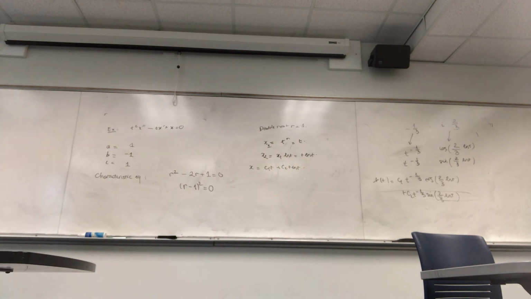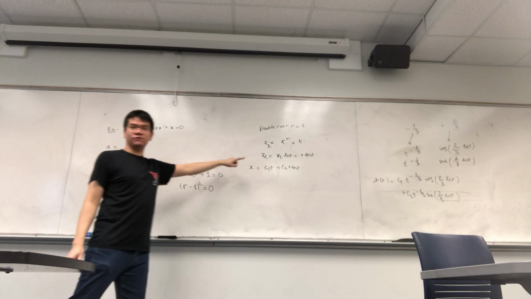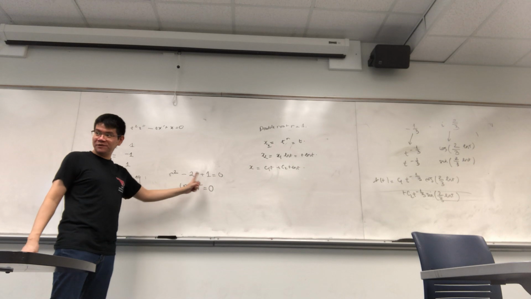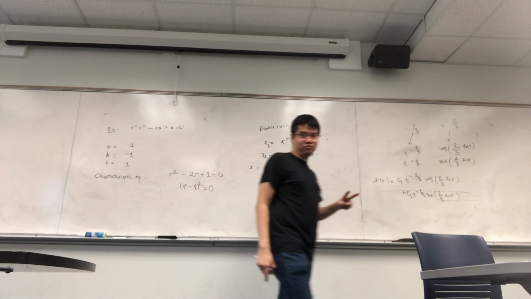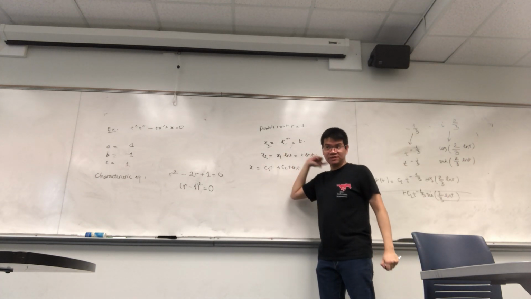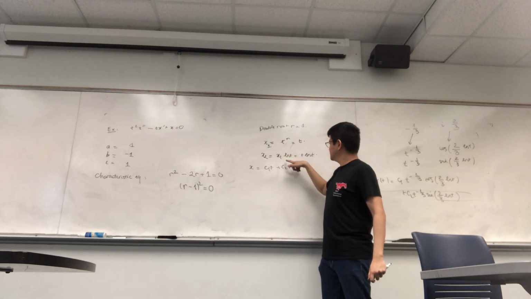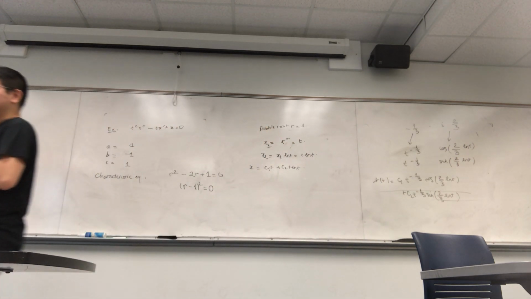All right? So again, in this case, A is 1, B is minus 1, C is 1, so the characteristic equation will be r squared minus 2r plus 1, which can be written like r minus 1 squared, so you have a double root, 1. The first solution should be t to the r, which is t, and the second one should be t times log t. And that's it. Questions?